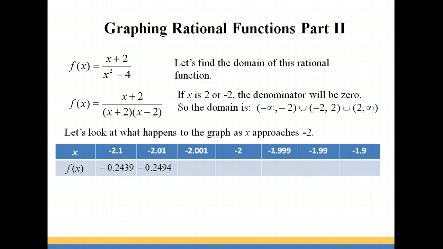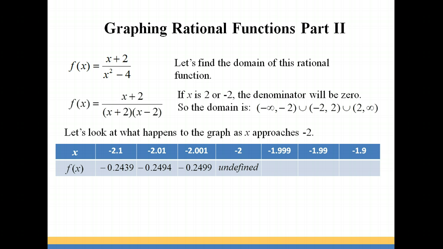At negative 2.01 I have negative 0.2494. And at negative 2.001 I have negative 0.2499, which is very close to negative 0.25, or negative 1/4. All those numbers seem to be approaching negative 1/4. Of course, at negative 2, it's going to be undefined.